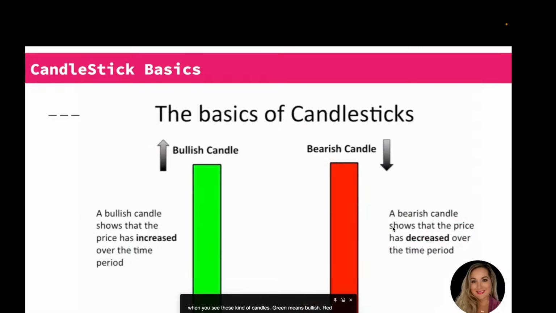Basically, what this means is that the bullish candle shows that the price has increased over the period of time that it has been forming. That would mean that in this example of this candle, over the course of 5 minutes, the price has increased if it closes green. Opposite would be bearish, so the candle would show red, and that would mean that the price has decreased over that period of time.